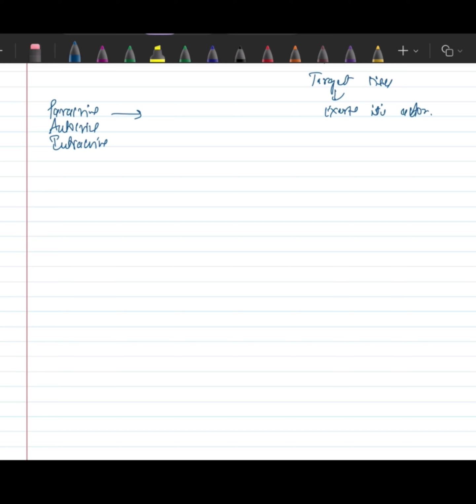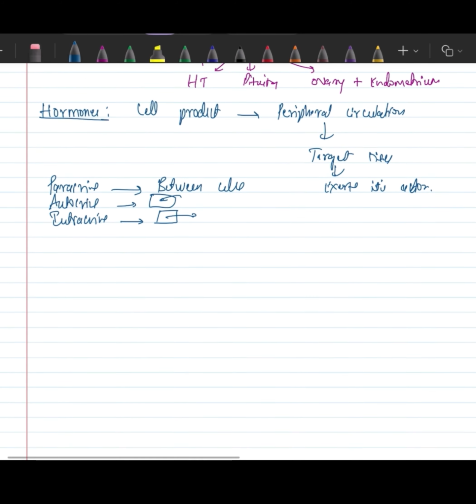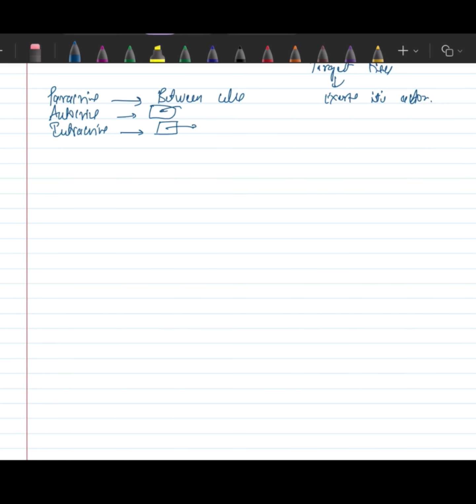Paracrine is where the hormone is secreted by one cell, and its action is on other, neighboring cells, between cells. Autocrine is where the hormone is secreted by one cell, and the action is on the same cell. And intracrine is where the action is on the same cell, but before the secretion of the hormone. That is your intracrine.